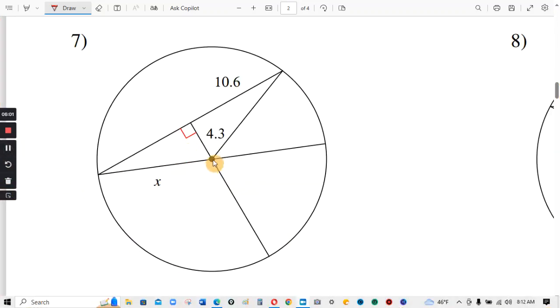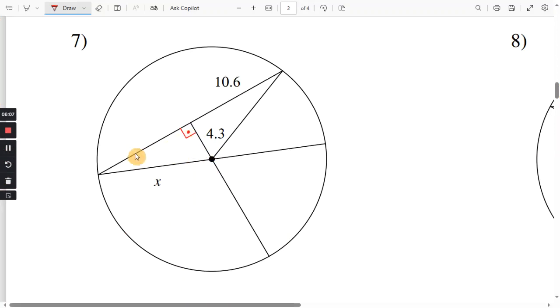Number 7, here is the center. And this line segment is emanating from the center. It makes a right angle. Therefore, this chord right here is bisected. So this segment is congruent to that segment. If this one is 10.6, this one here is also going to be 10.6.